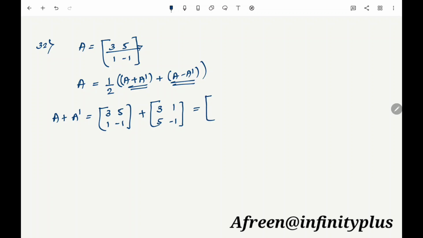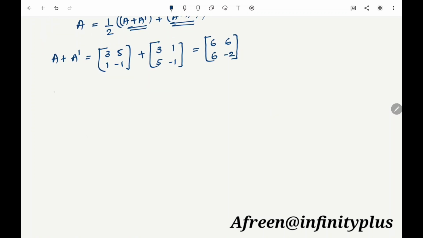Means you have to add the corresponding elements. 3 plus 3 will be 6, 5 plus 1 will be 6, 1 plus 5 is 6, minus 1 is minus 2. So here we have got A plus A dash. So let's find A minus A dash.